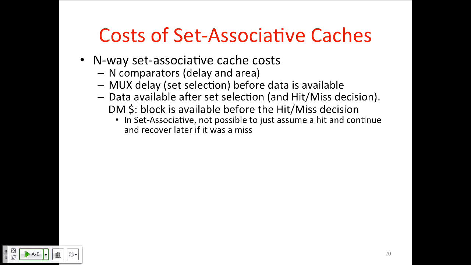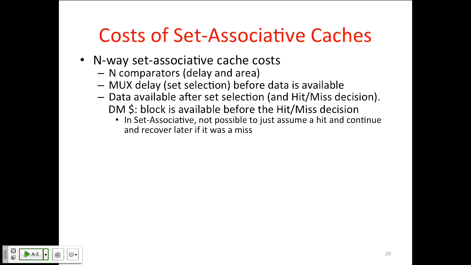Okay, so set associative caches, what are the costs? Well, the storage is about the same. The tags are a bit bigger, but only by a bit or 2, right? But the big cost is in the extra comparators, so I have to do more compares, and that adds delay as well as area. A bigger problem is the MUX delay.